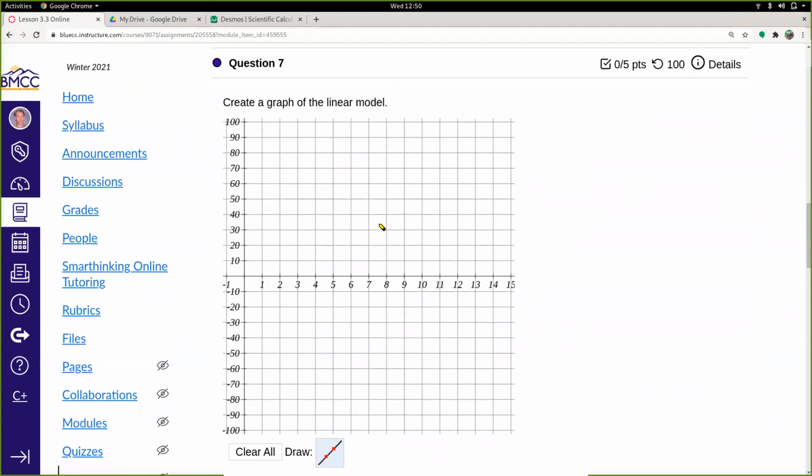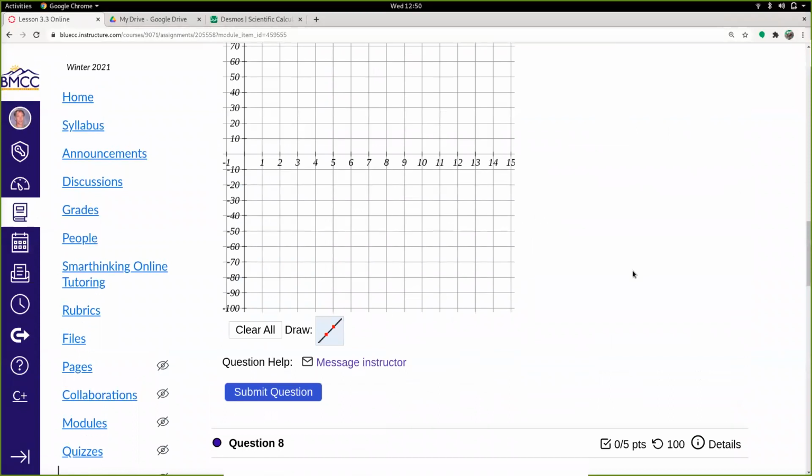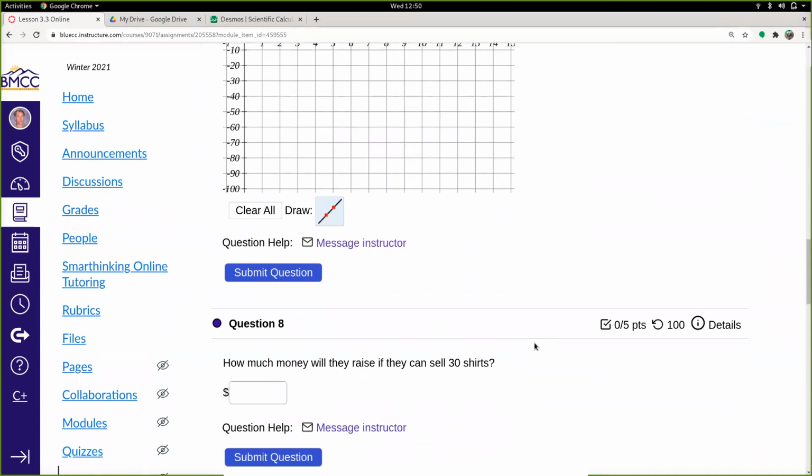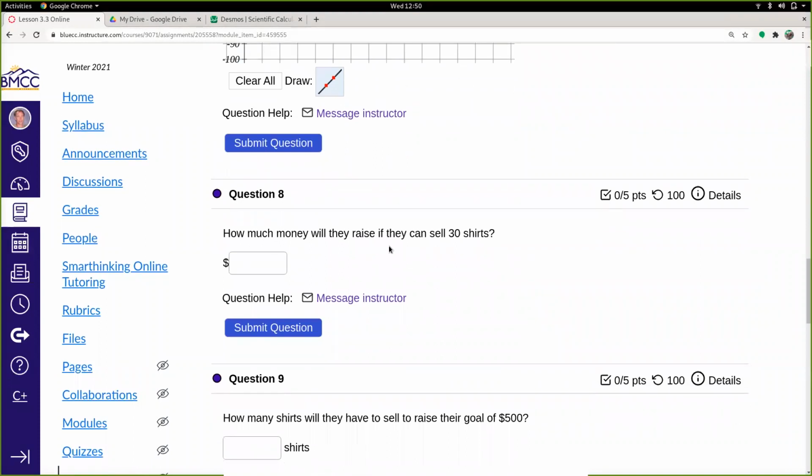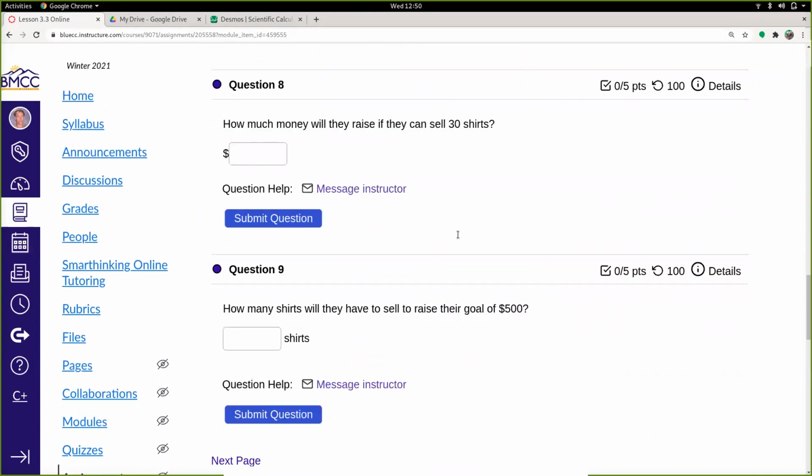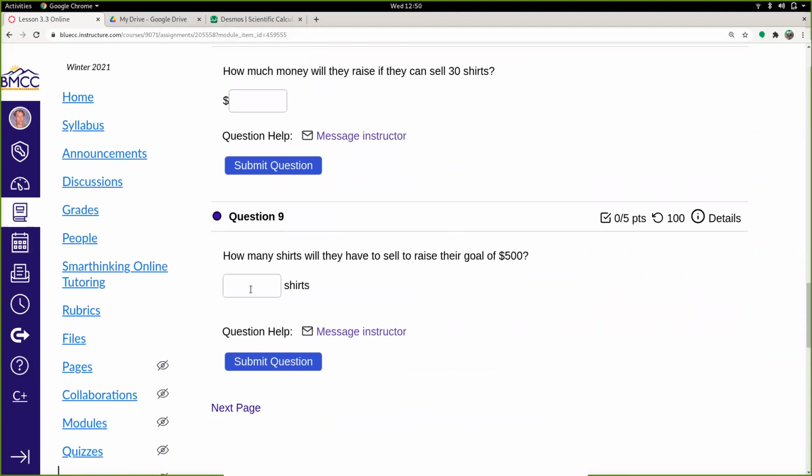Can we graph it? And remember, to use the graphing tool in this system, you only pick 2 points to plot, and you decide which 2 points they are. So your group will have to decide that. How much money can they raise if they sell 30 shirts? That's not too bad. How many shirts do they need to sell to reach their goal of 500? That's a little trickier. So we're going to split up into groups right now and make sure we can all agree on those answers in your group.